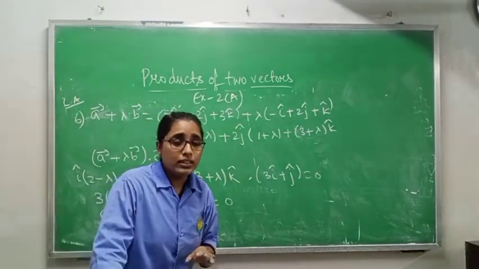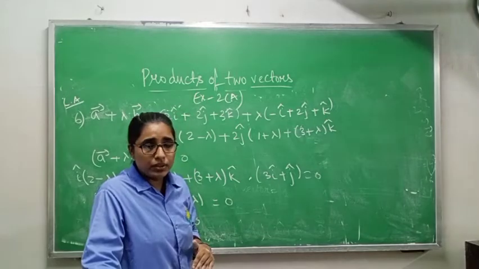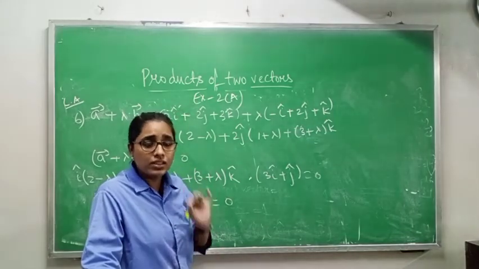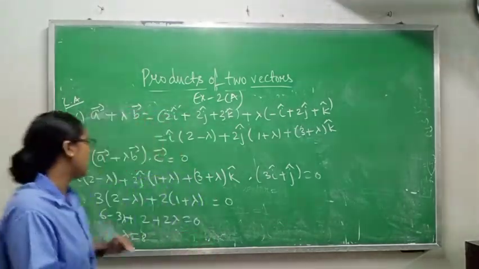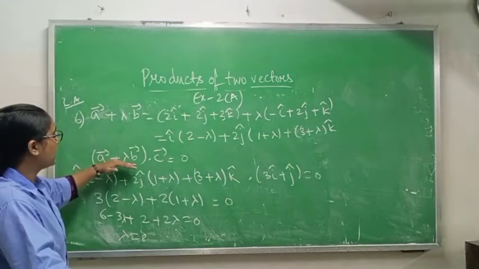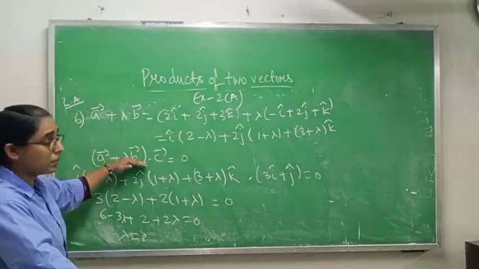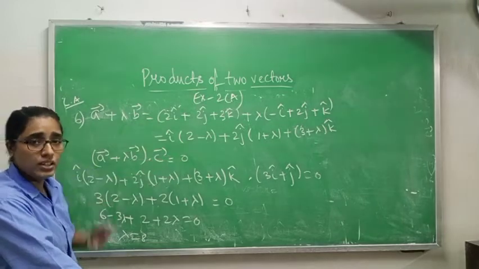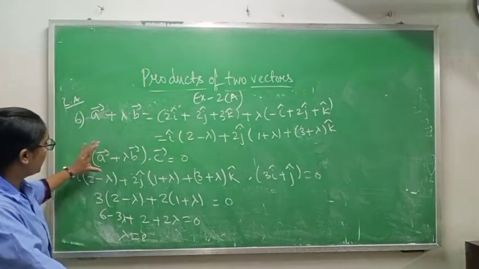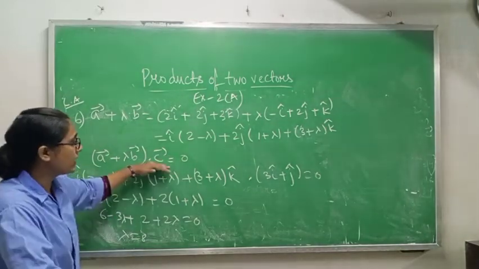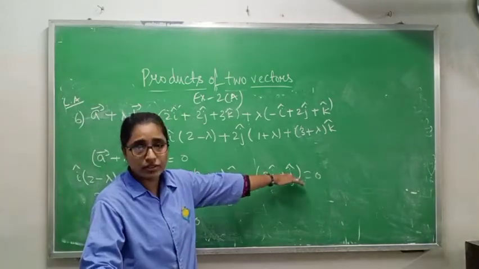Now they are saying that A vector plus lambda B vector and C vector are perpendicular. It means that the dot product of A vector plus lambda B vector with C vector will be 0. So A vector plus lambda B vector I got this, and C vector is given 3i plus j cap.